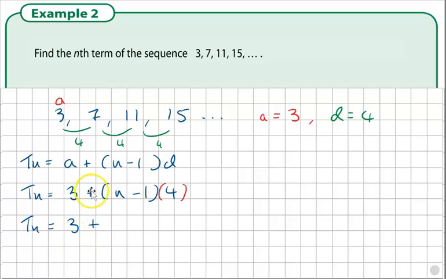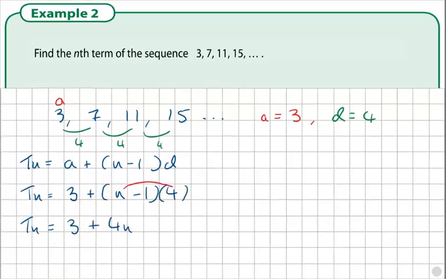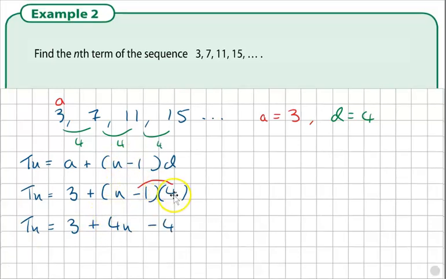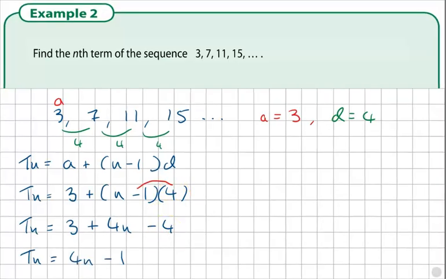So we bring down the 3 and the plus. And then n multiplied by 4 is 4n. A number times a letter, we stick them together. So n times 4 is 4n. Minus 1 multiplied by 4 is minus 4. Minus by a plus is a minus. And then simplifying, we bring down the 4n. We've no other n terms, so that just comes down. And then 3 minus 4 is minus 1. So here we have Tn, our nth term.